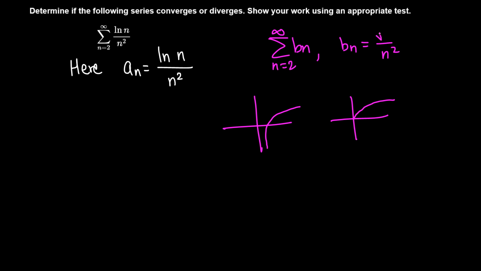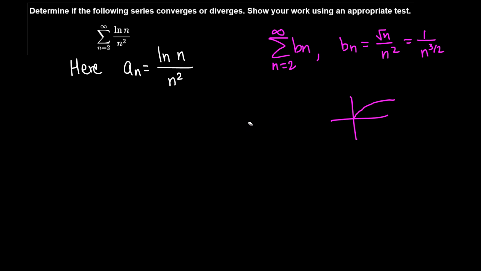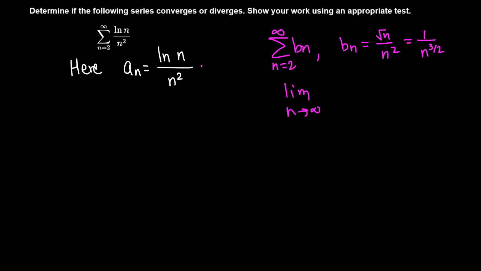This is comparable with root n over n squared, which is the same as n raised to the 1/2 over n squared. 2 minus 1/2 is 3/2, so n raised to 3/2. And we know that this series converges because this exponent is bigger than 1. Now we can do the limit comparison test again: the limit as n goes to infinity of a_n over b_n. If this limit is positive and finite, then both series behave the same. Since this converges, this one converges as well. Unfortunately, this test also fails, so we cannot apply this.